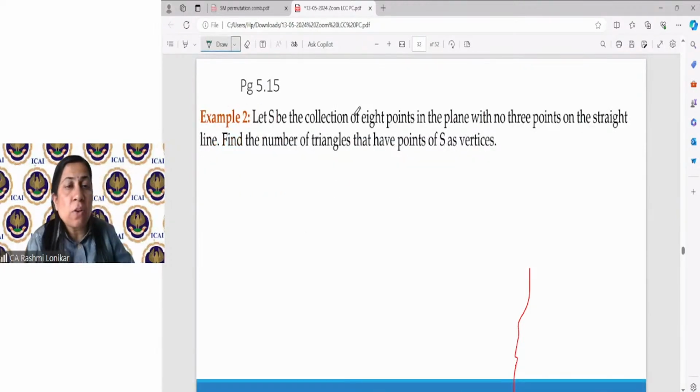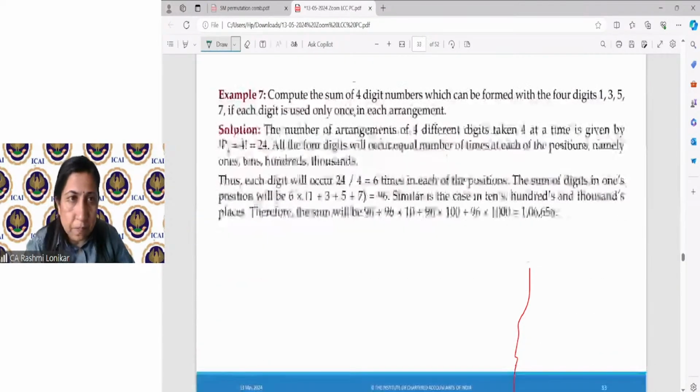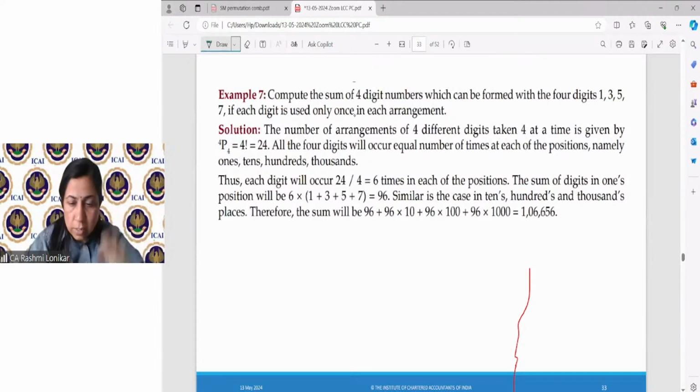Let S be a collection of 8 points in a plane with no 3 points on a straight line. Find the number of triangles that have points of S as vertices. So how much will this be? 8C3. These are the sums I want to discuss with you, because I know most of you have problems with the word problems.